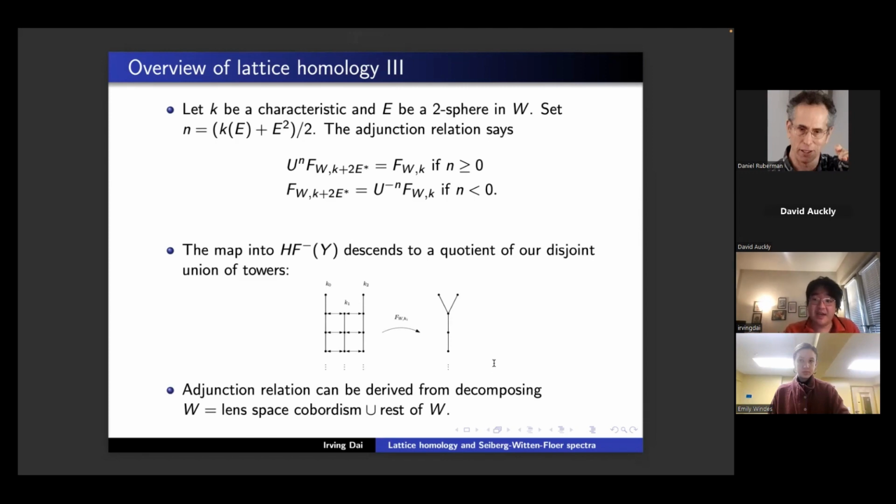So that is the construction of lattice homology. Lattice homology is the thing constructed on the left. It is gotten by taking the formal F adjoin U span of all characteristic vectors on my cobordism and quotienting out by what are called the adjunction relations.